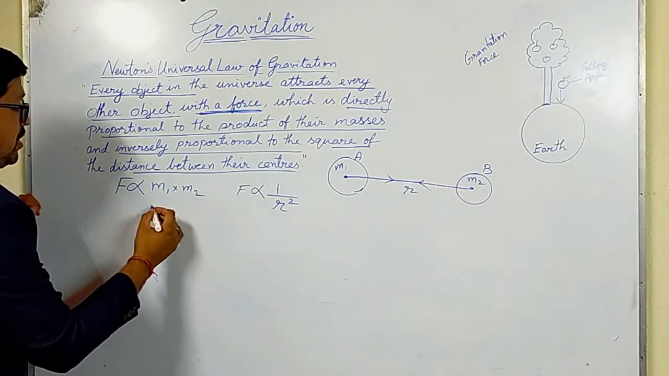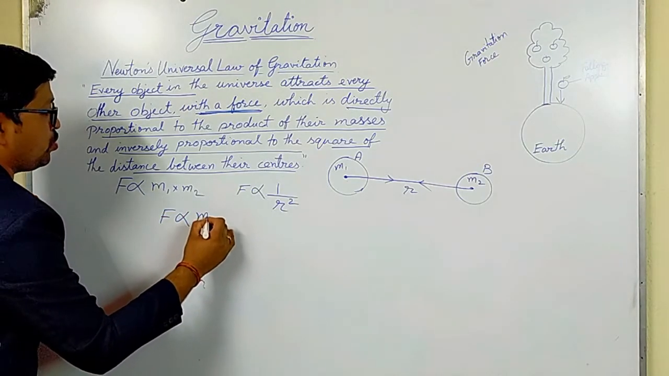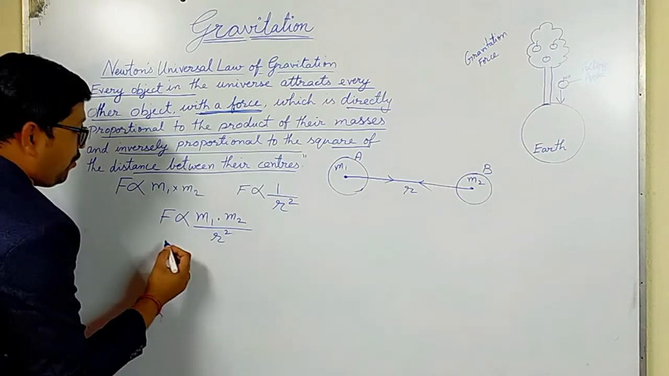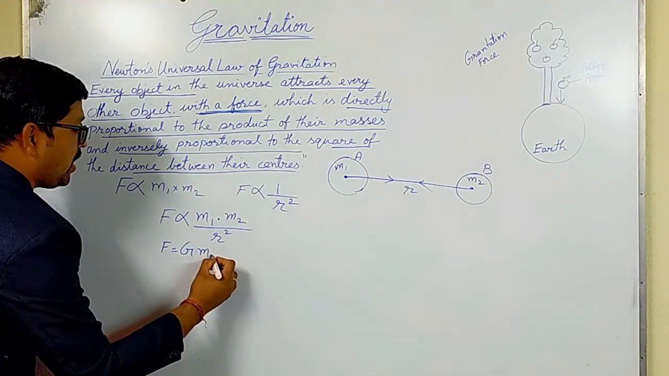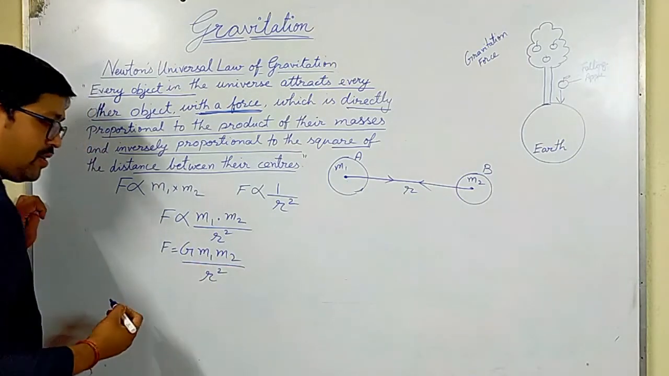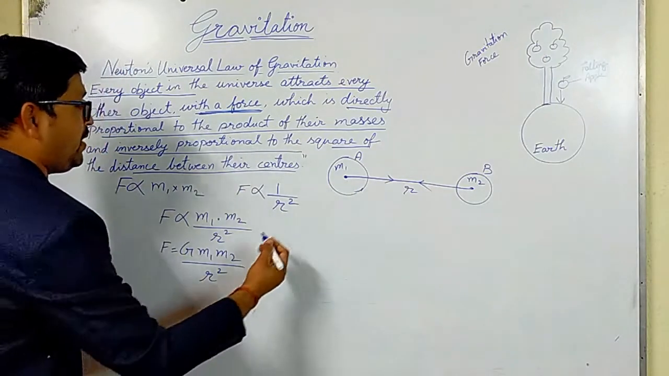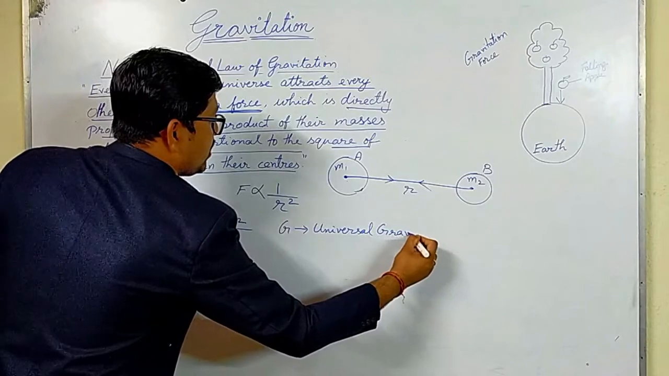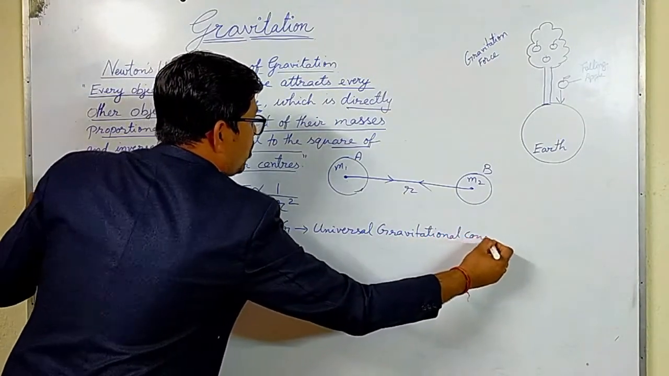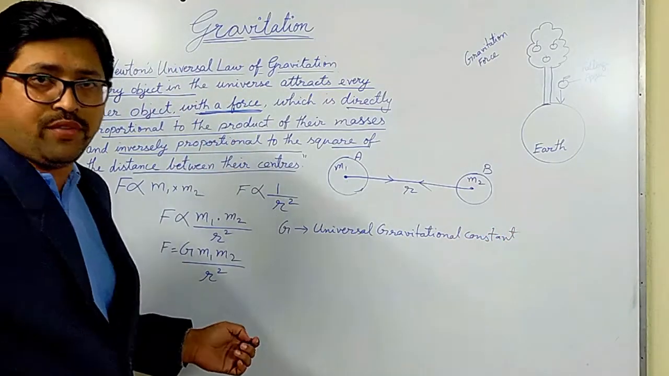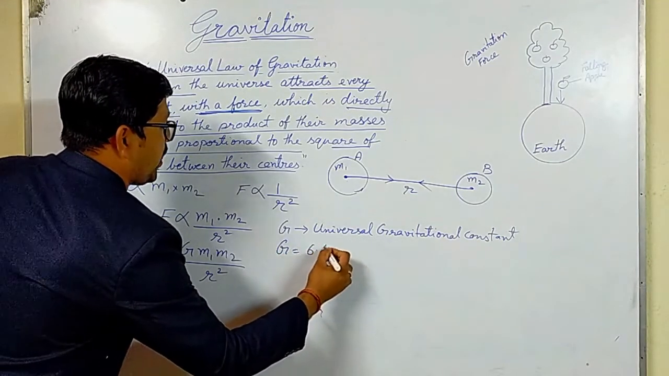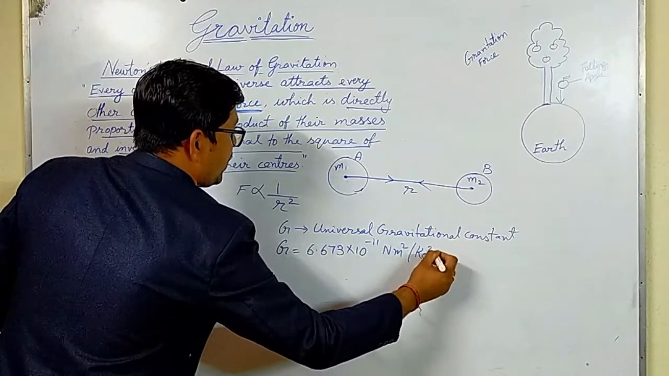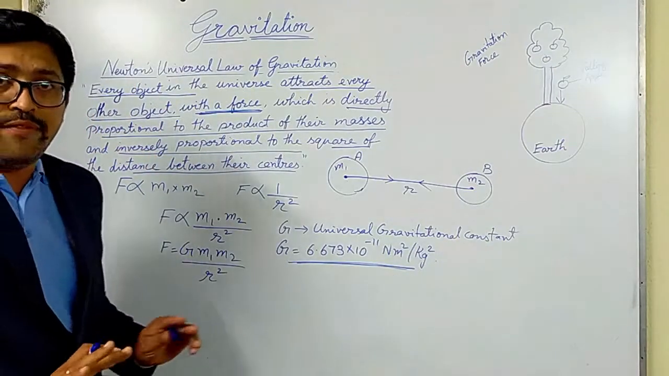By combining both these relations, we can write F is directly proportional to m1 m2 upon r square. If we remove this proportionality sign, we get F is equal to G m1 m2 by r square. So G is called the constant of proportionality, and G stands for universal gravitational constant. It is a constant. The value of G is constant everywhere in the universe, and the value of G is 6.673 into 10 to the power minus 11 Newton meter square per kilogram square. This value is constant everywhere in the universe.